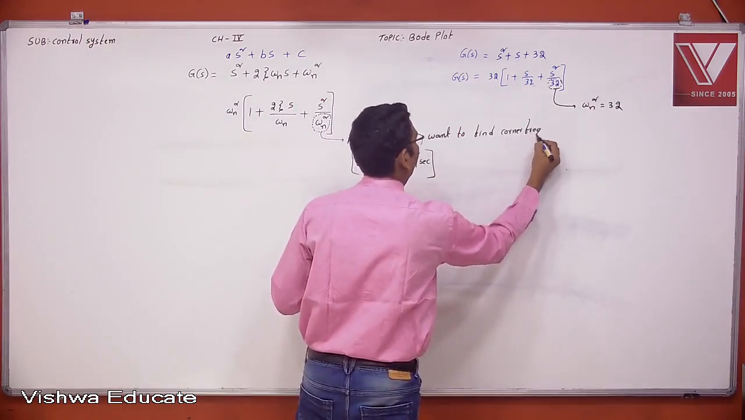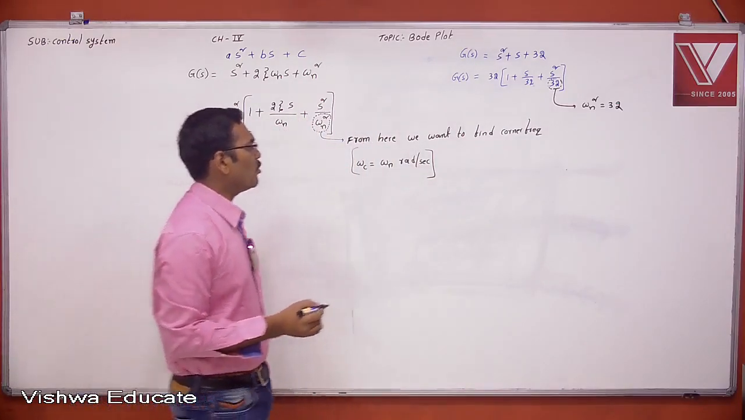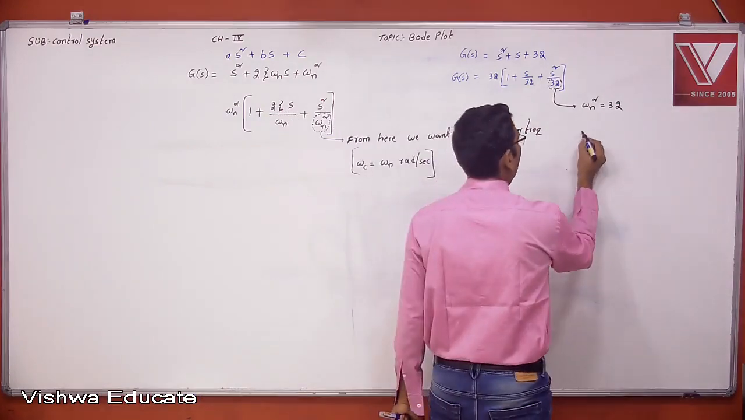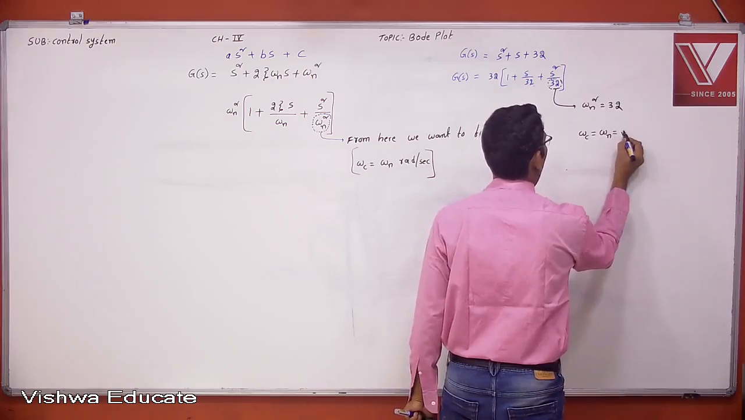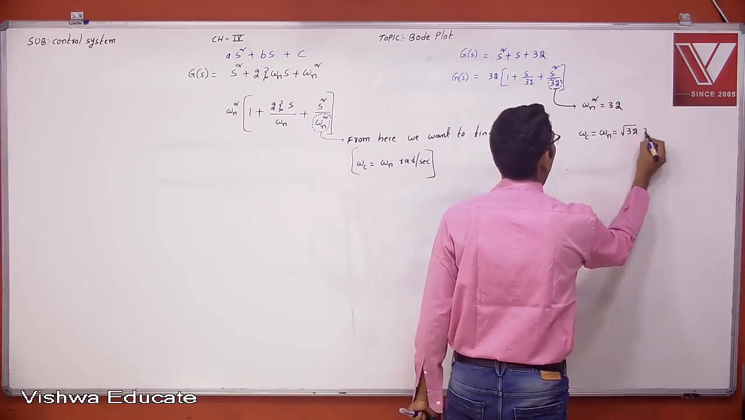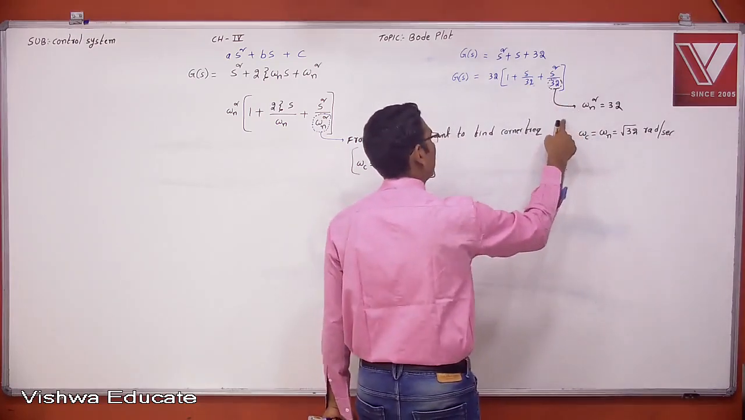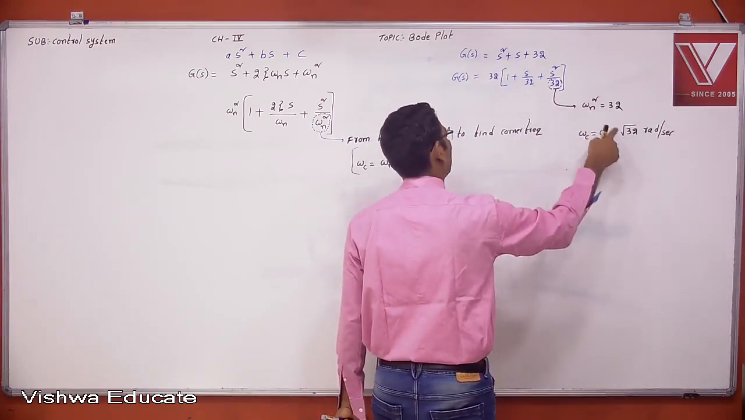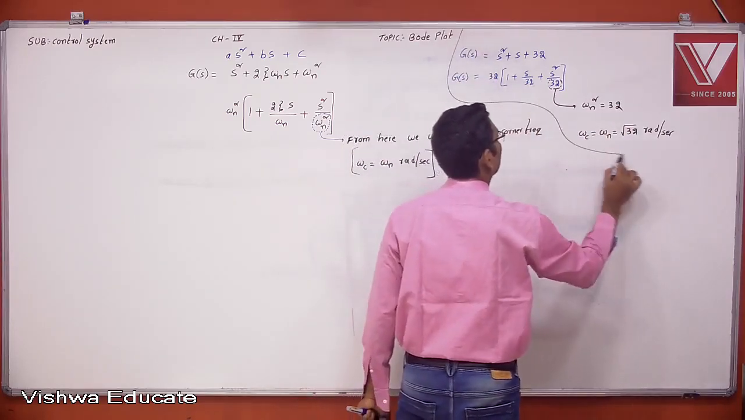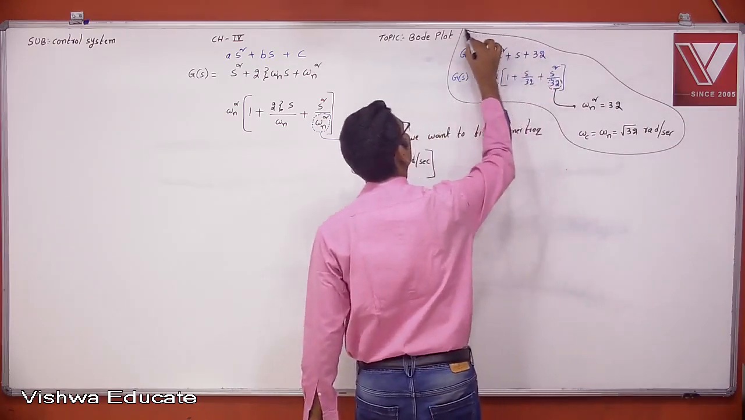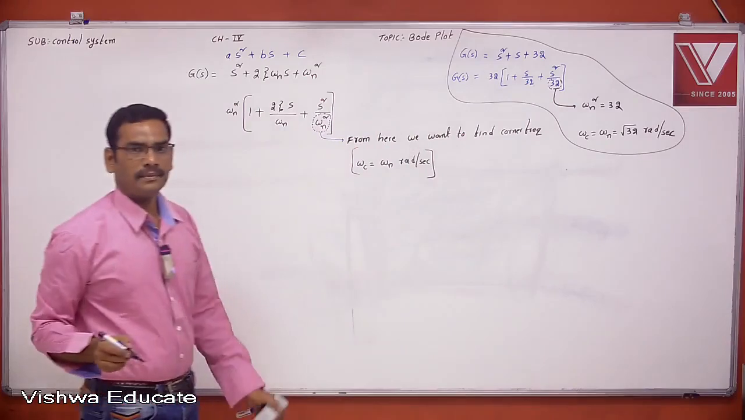From here we want to find the corner frequency. That is omega n square, but the corner frequency is omega n. So omega c, which is equal to omega n, which is equal to root 32 radians per second. Omega n square equal to 32, omega n equal to root 32. Now this is the corner frequency.